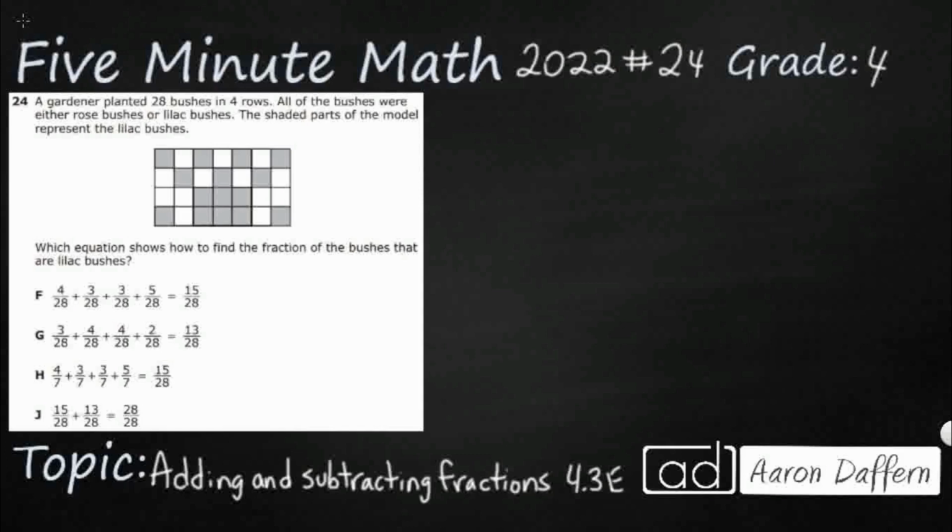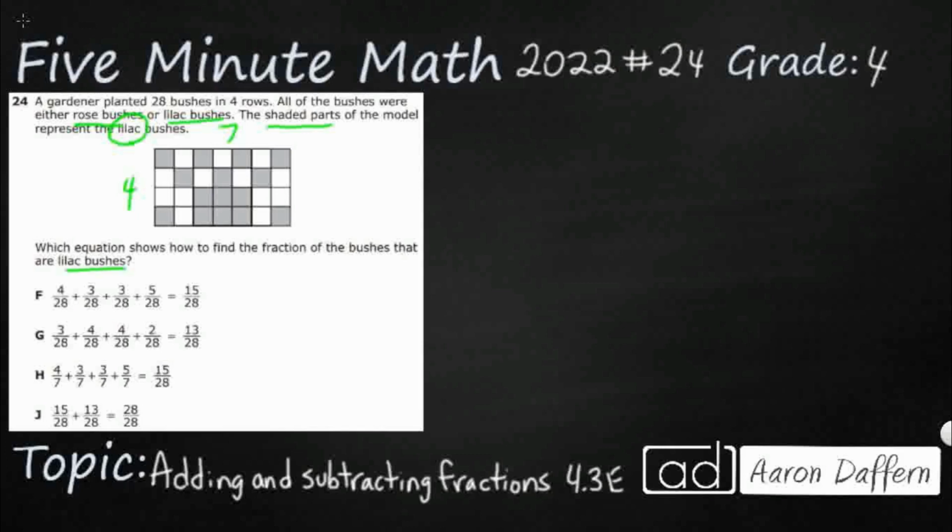So we have a gardener that's planting 28 bushes in 4 rows. All of the bushes were either roses or lilac. Okay, so we've either got roses or lilac. So we got our 4 groups of 7. I have a little array here. But check this out. The shaded parts were lilac. So we need to find an equation that shows how to find the fraction of bushes that are lilac.